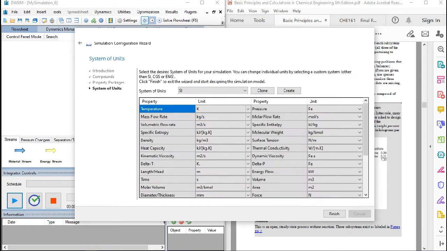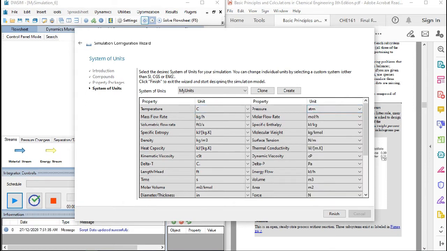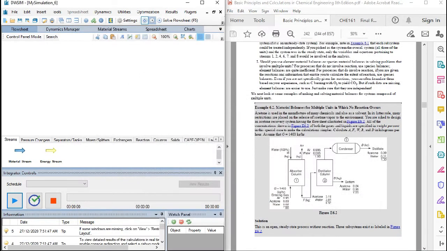And for our system of units, as mentioned by the problem, the mass flow rate is in kilograms per hour. So we will be just setting temperature in Celsius, pressure at atm. It's not that significant to choose other units as well, like Kelvin or Pascal, as long as we are operating in standard operating conditions. So we got our mass flow rate, which is kilograms per hour. We're going to finish. So here is our simulation.